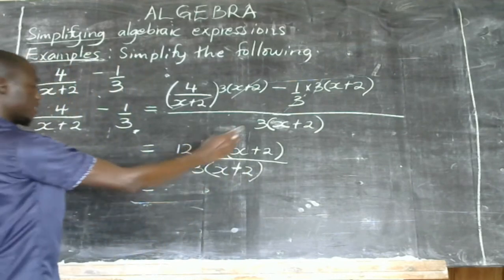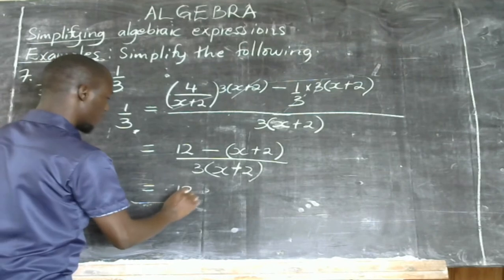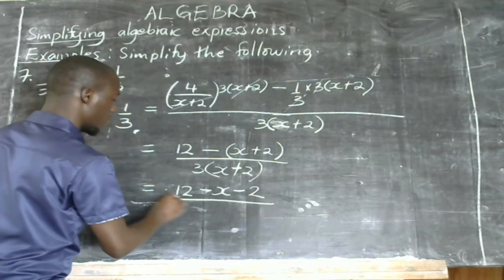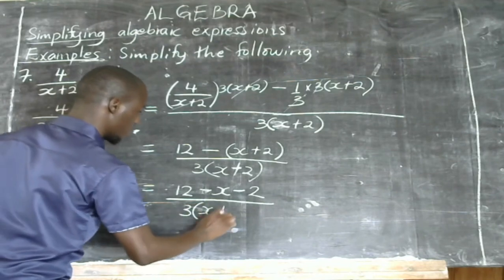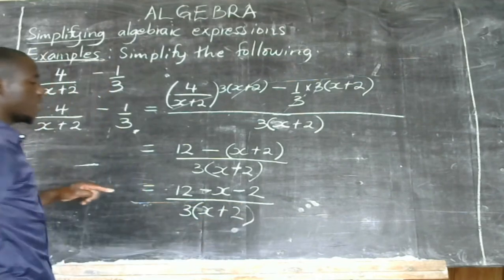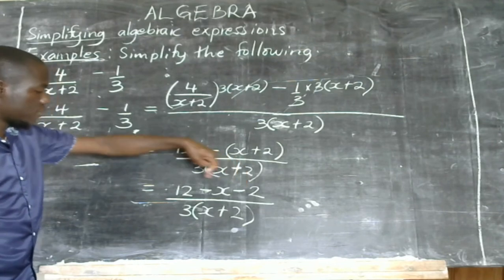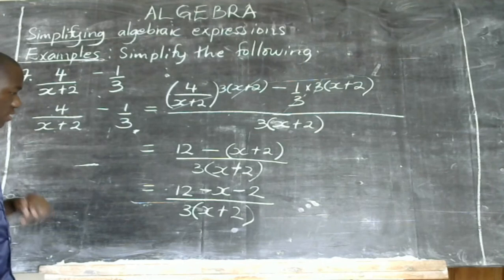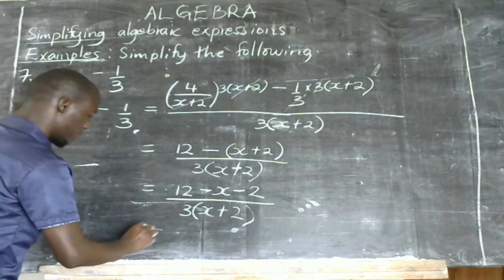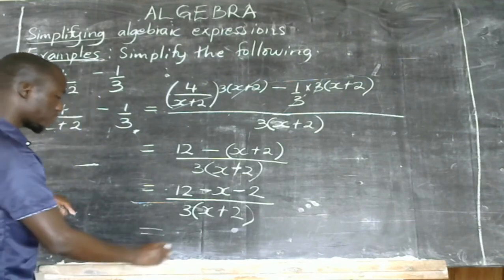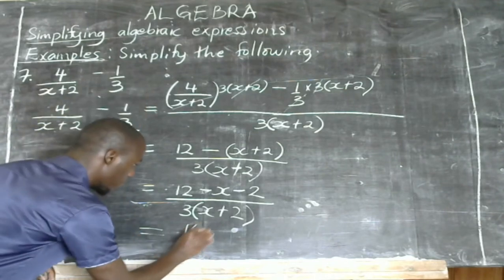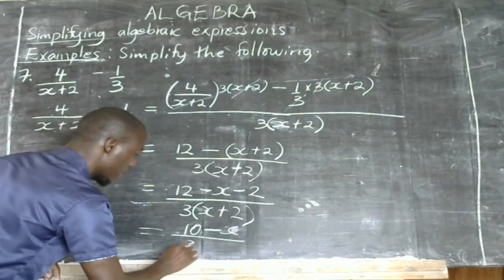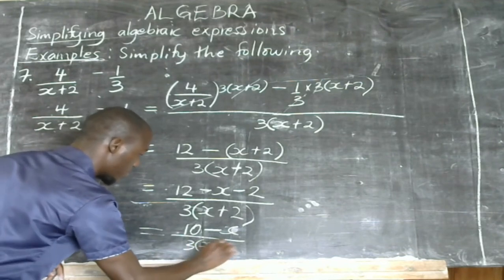When I open brackets in the numerator, that's going to be 12 minus x, then minus 2, divided by 3 into x plus 2 there. Now, the negative 2 and the positive 12, they are like terms, so I need to subtract them. When I subtract, I'll be having positive 10 minus x divided by the denominator, which is 3 into x plus 2.